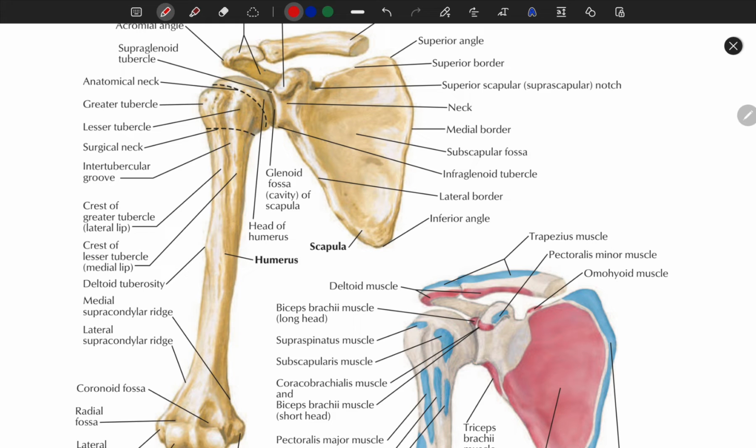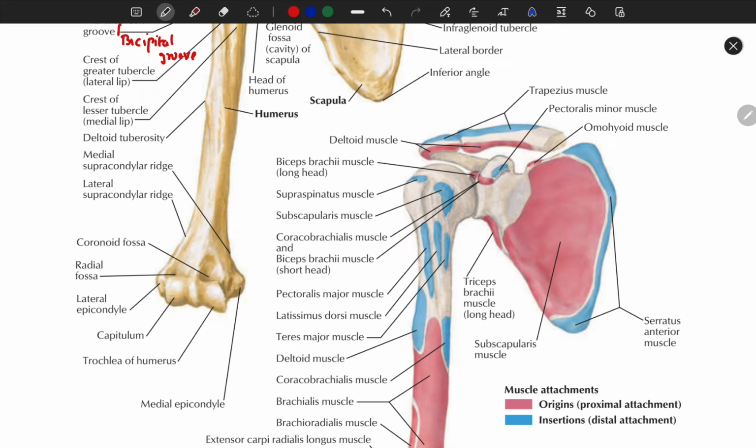So this is the humerus from the front view, and this is the intertubercular groove, because this is the greater tubercle and this is the lesser tubercle. The intertubercular groove is otherwise called the bicipital groove, because the tendon of the long head of the biceps passes through it. Laterally we have the lateral lip of the bicipital groove, and medially we have the medial lip. Here you can see the pectoralis major attaching at the lateral lip of the bicipital groove.